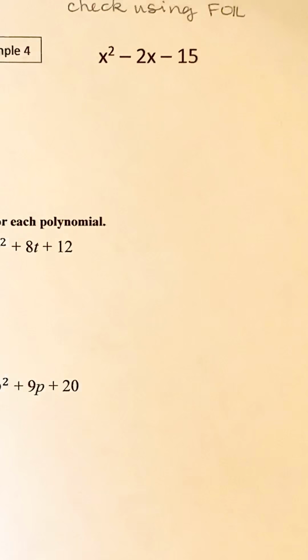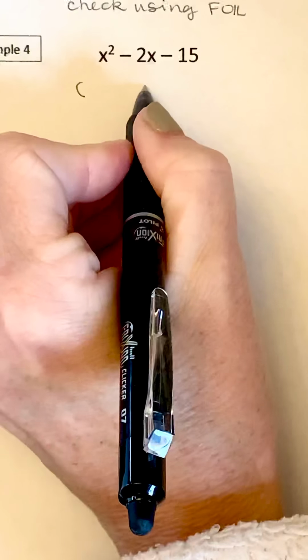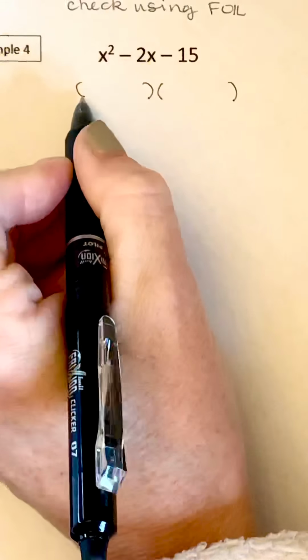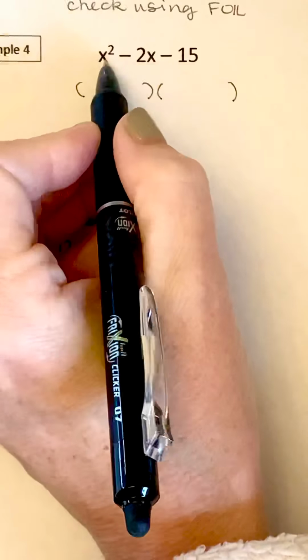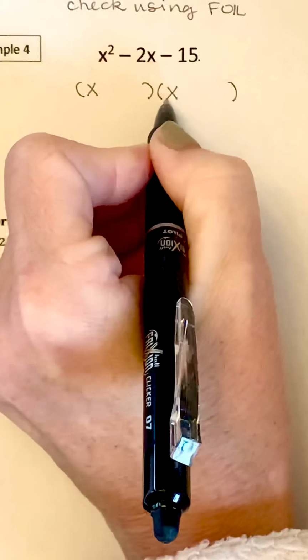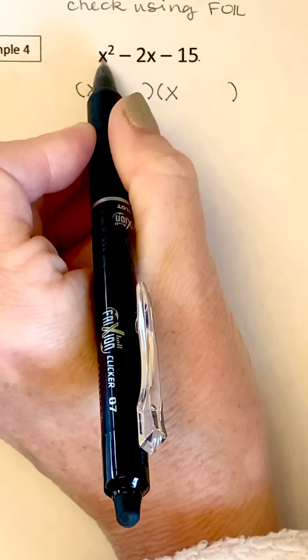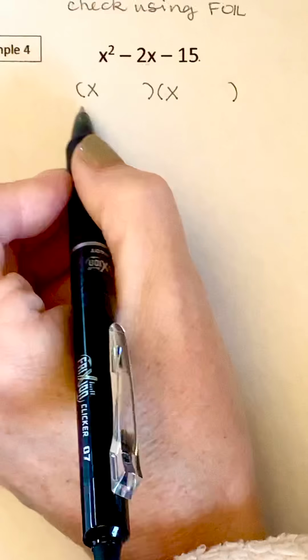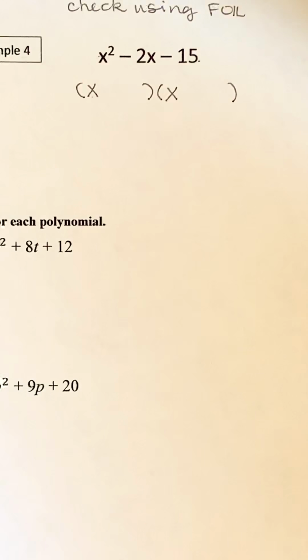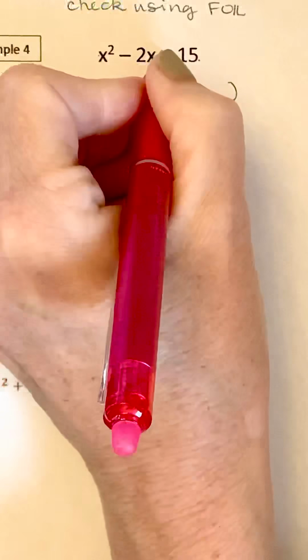Okay, we go through the steps. Step 1 is to write the parentheses, and this is a trinomial, so I know when I factor it, I'll have two binomials that were multiplied together to give me this trinomial. First terms would be multiplied together to give me x squared, so that would have to be x times x gives me x squared.